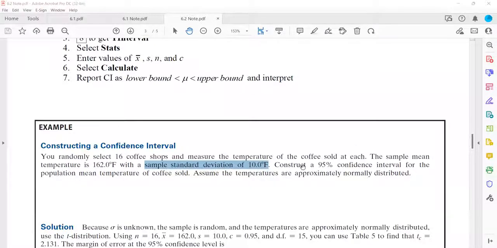The question says, construct a 95% confidence interval for the population mean temperature of coffee sold. We don't have all of those coffee shops. We took a random sample. We calculated the average temperature of that sample, and we know that the standard deviation of the sample is 10. So let us go to the board and construct that.